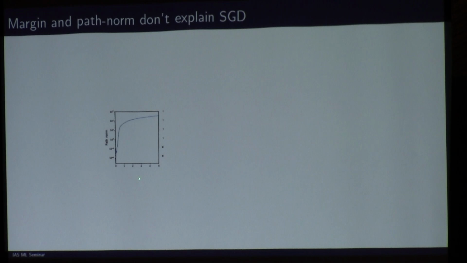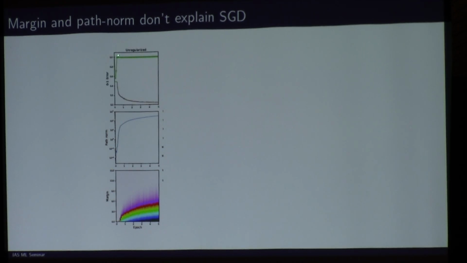We can go out and train a neural network and see what happens to the path norm. This is actually a log plot over here. I'm sorry for the size of the font. This is a log plot here. And so the path norm is actually growing pretty fast. Now, it would be fine if the margin was growing fast too. The margin's growing, but not nearly as fast. This is not a log plot. And so you see the bound become immediately vacuous.